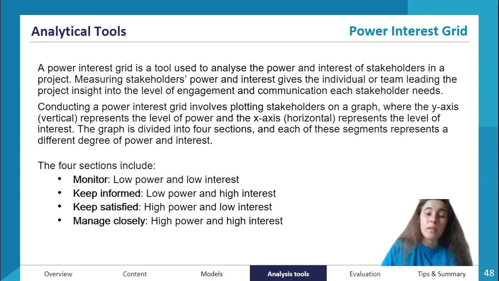Keep informed is about people with low power but high interest. So different sort of external lobbying groups and things like that that are passionate about issues may not have a lot of power, but they definitely have a lot of interest. Keeping satisfied is for the high power and the low interest. And manage closely is the one that matters most, where you've got high power people who also have high interest in the project or the change that you're looking at.